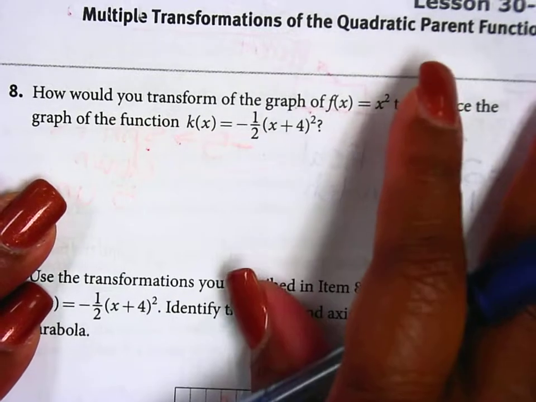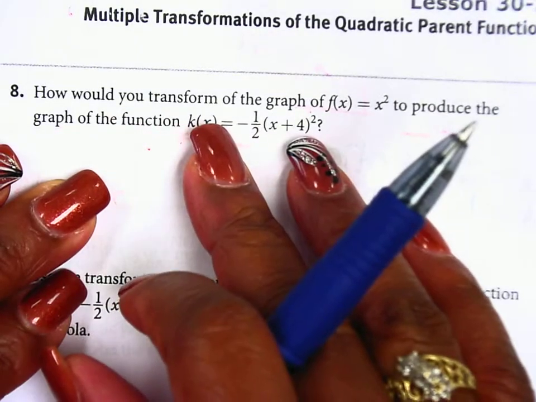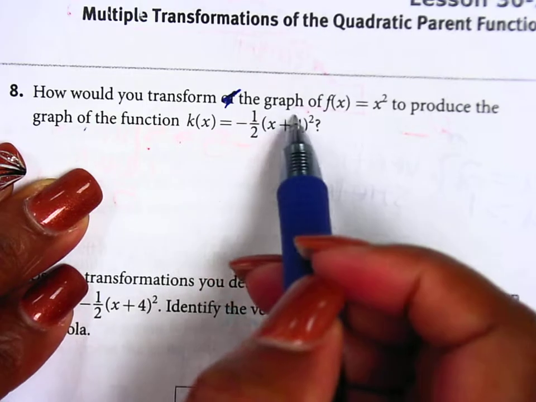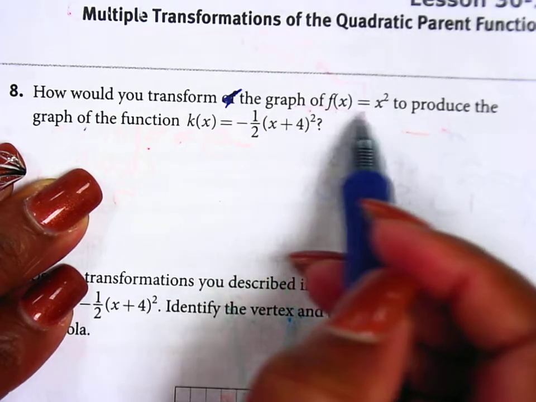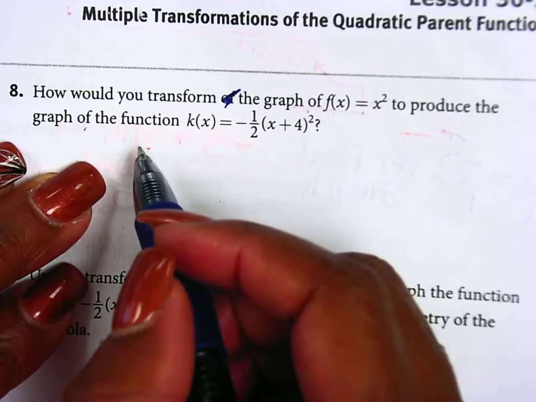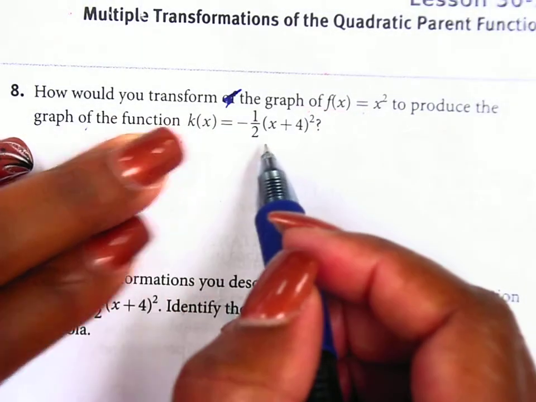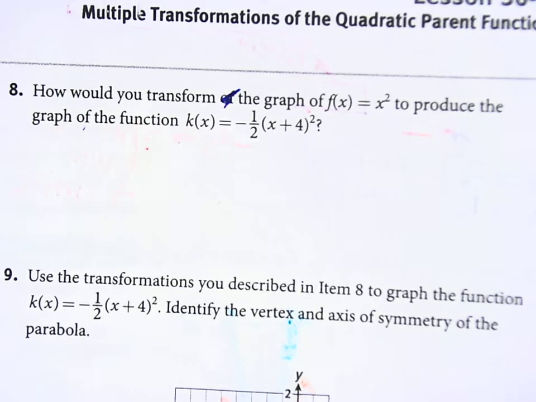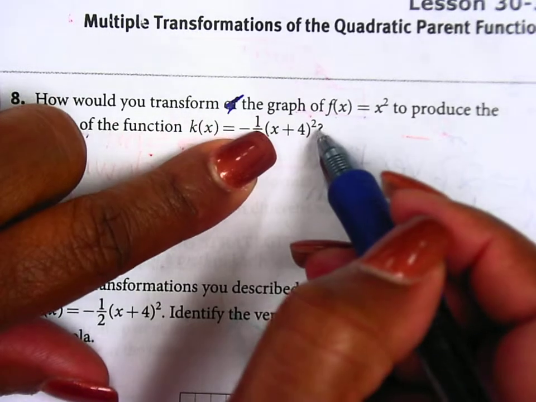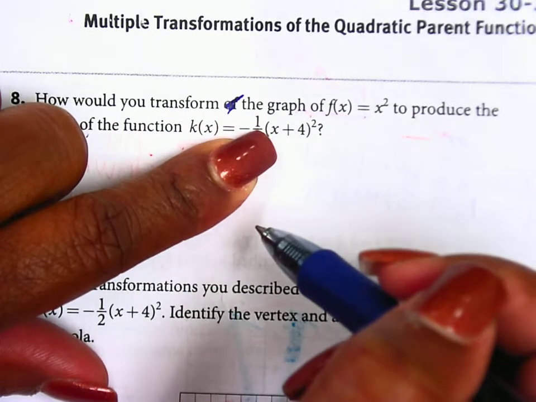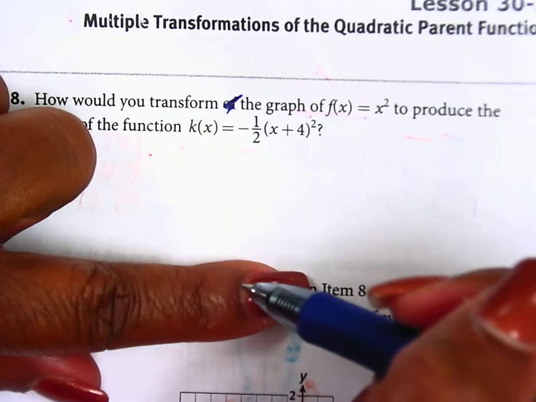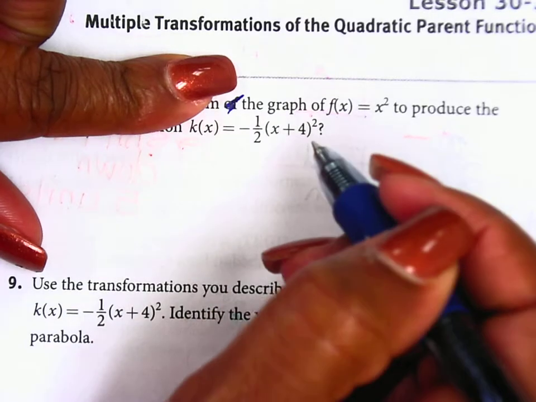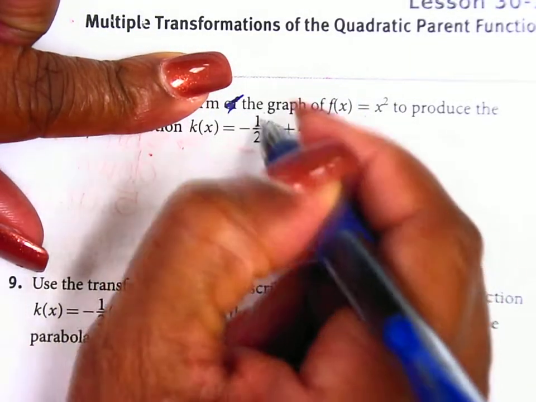Number 8 is how would you transform the graph of f of x equals x squared, again the parent function, to produce the graph of the function k of x equals negative 1/2 in parentheses x plus 4 squared. Now, this is a little different because you don't have just x squared. You have x plus 4 squared. So this right here does make it a little different. This is your a in this case.